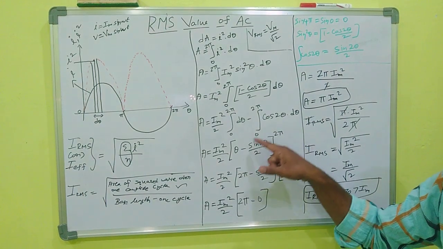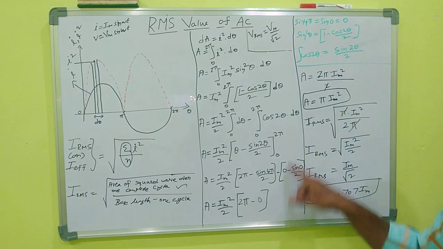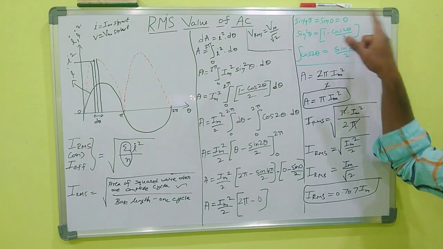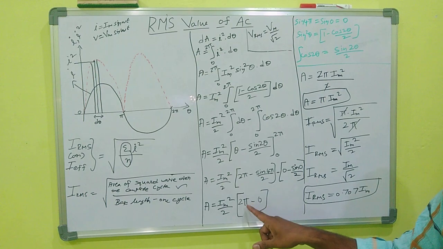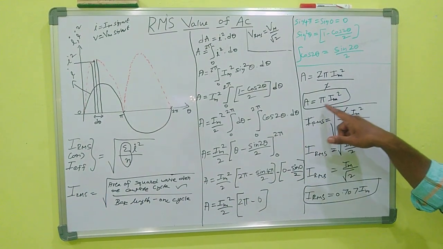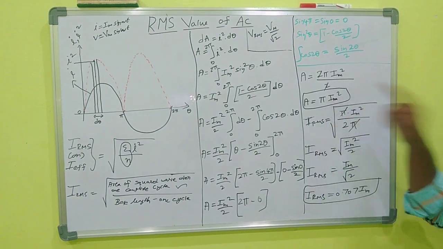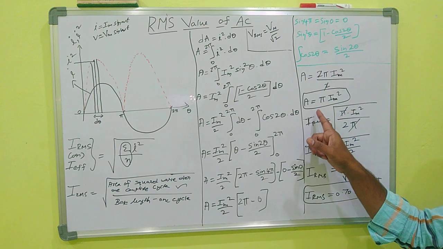Then apply the upper limit first, then minus the lower limit. Here one important point: sin 4 pi and sin 0 are equal to 0. So everything will be 0 except 2 pi. So the 2 gets cancelled. The final answer becomes, sorry, A is equal to pi into Im square. This is the total area, not the IRMS.